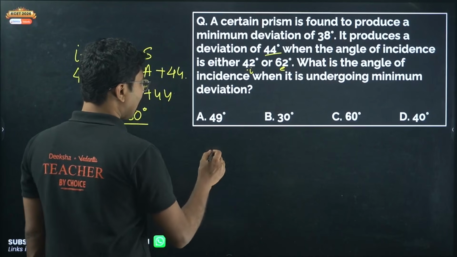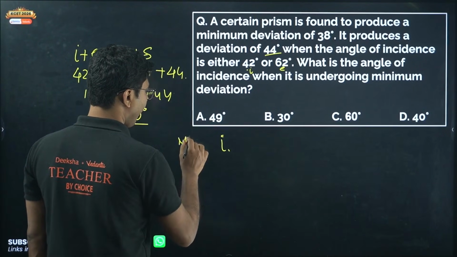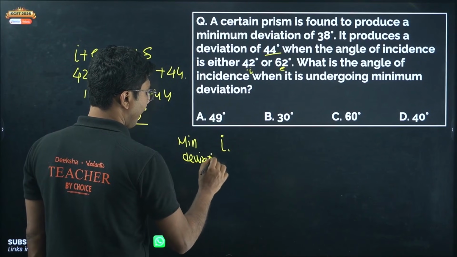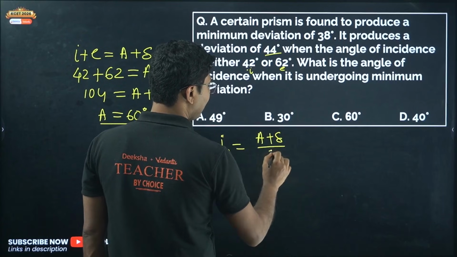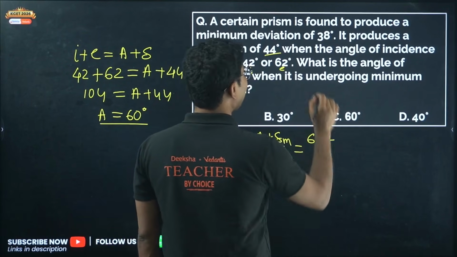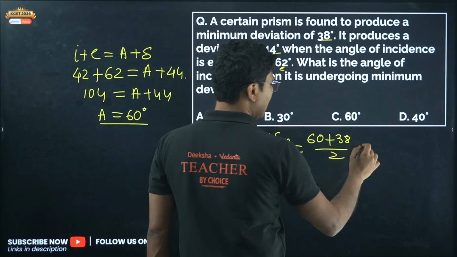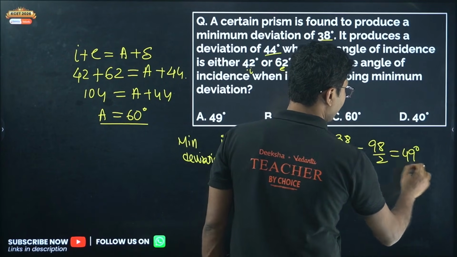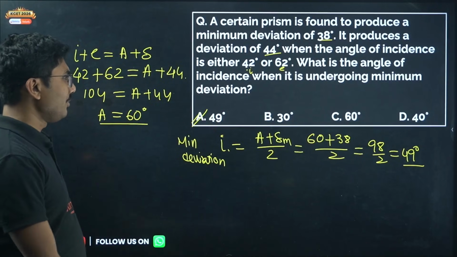Now we also know that for minimum deviation, I is given by (A plus delta M) divided by 2. So A is 60, delta M given is 38, divided by 2. So it will be 98 by 2, that is 49 degrees. So 49 degrees is the angle of incidence for minimum deviation.